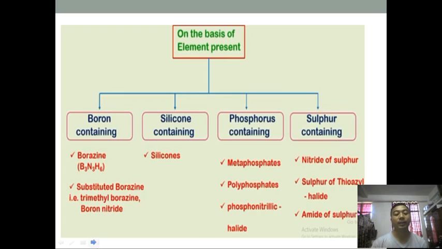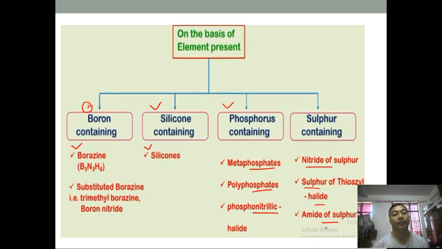On the basis of elements present in the skeleton, they are divided into four. Some examples: boron containing polymers like polyborazine, silicon containing polymers like silicones, and phosphorus containing polymers like metaphosphate, polyphosphate, and phosphonitrile halide. And the sulfur containing polymers like nitrides of sulfur, sulfur thioacyl halide, and amide of sulfur. So these are some examples of classification on the basis of elements present in the skeleton.